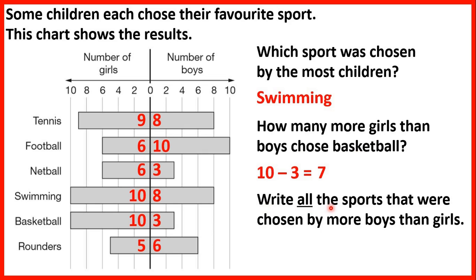Now write all the sports that were chosen by more boys than girls. So tennis was chosen by 9 girls but only 8 boys, so we're not going to write tennis. Football, we have 10 boys and 6 girls, so football is one of our sports. And then the other sport, which has a higher number of boys than girls, is rounders, because that was chosen by 6 boys but only 5 girls. For all of our other bars, the number of girls is larger than the number of boys choosing the sport.